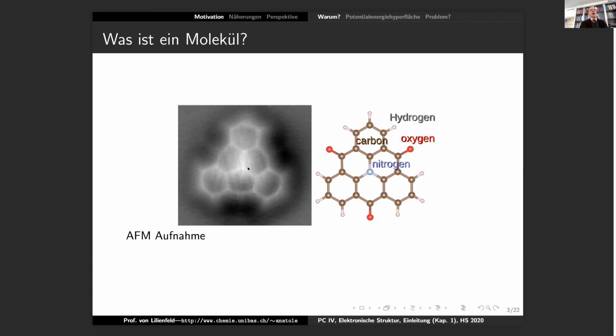Now, you also see something counterintuitive. Your oxygen should also have more electrons than your nitrogen or your carbon, but you actually hardly see it here, right? So this could be because these atoms are not that close to the surface, and so you see them less, right?